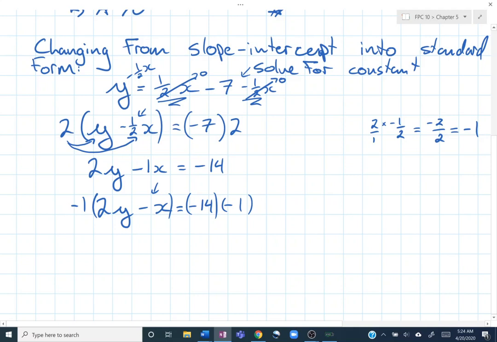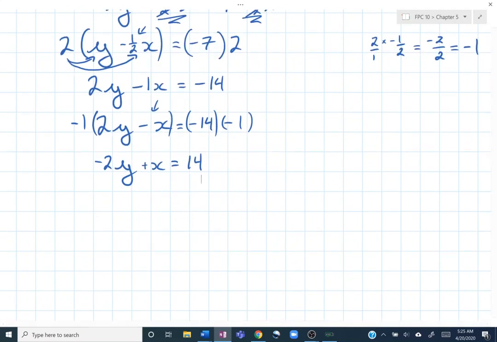Negative 1 times 2y is a negative 2y. A negative 1 times negative x is a positive x, which is why we did the whole thing to start with. And that's going to be equal to a positive 14. In standard form, we should rearrange it so that it's ax plus by is equal to a constant. So my x term should go first, my y term should go second, and that should be equal to our constant. Done.